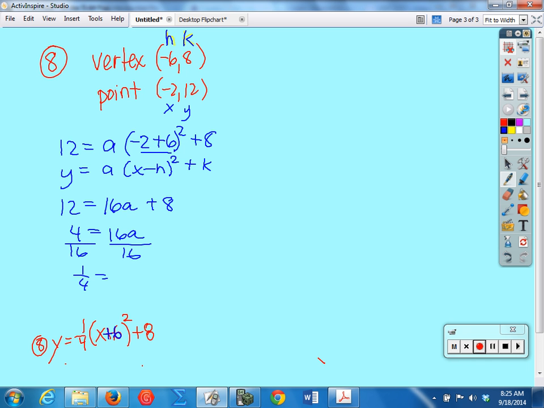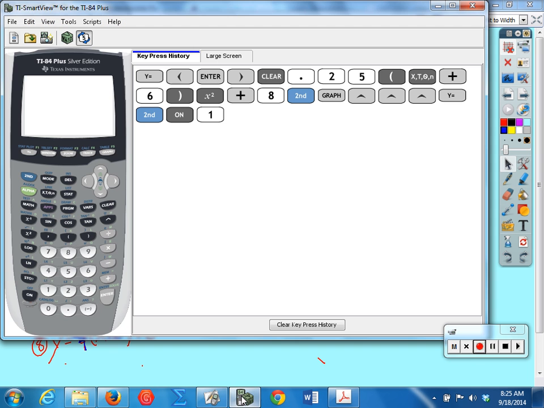Now one way that you can check this is to plug it in the calculator and see if it works. So if I just go to my calculator and I just go to Y equals and I plug it in, I just put in 0.25 instead of 1/4. There's 1/4 X plus 6 squared plus 8. So I could look at the graph, I could see if it looks like it goes through those points.